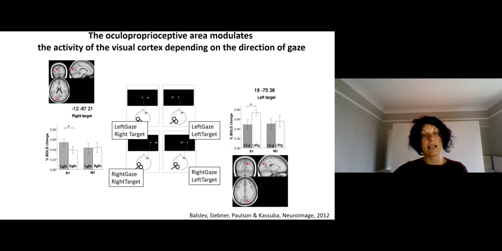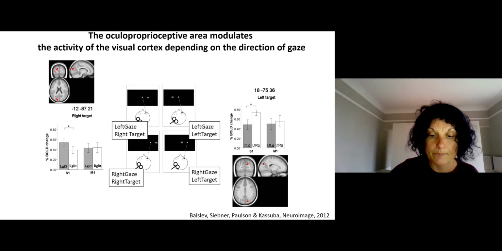And then we looked at brain areas where the response to a right target changed depending on the direction of gaze. And this was identified in the left visual cortex. Similarly, for the left target, we identified the brain areas that responded to the left target depending on the direction of gaze, and those were identified in the right visual cortex.